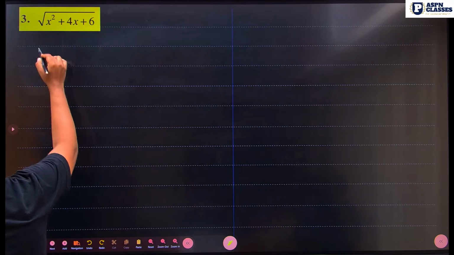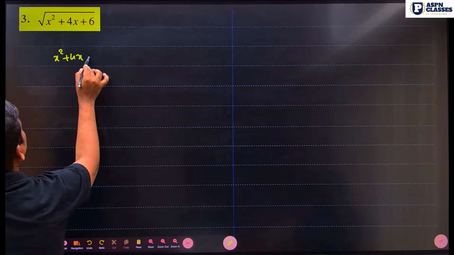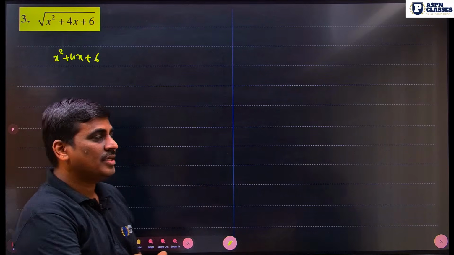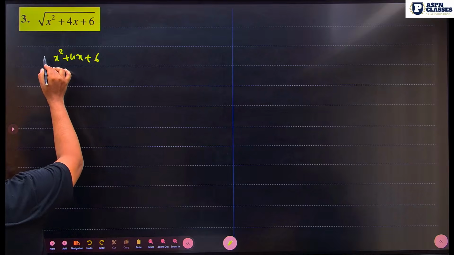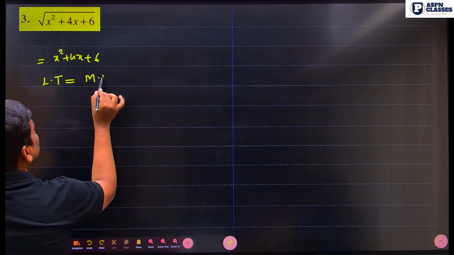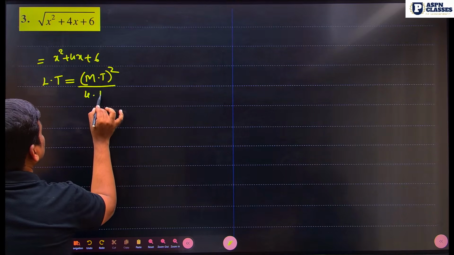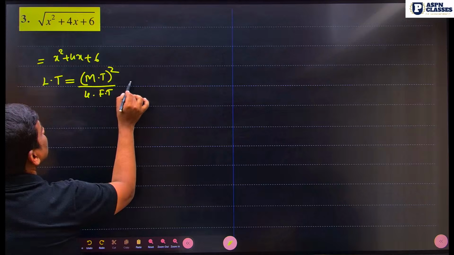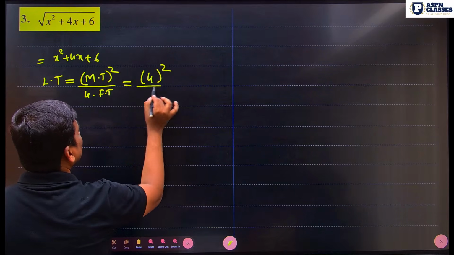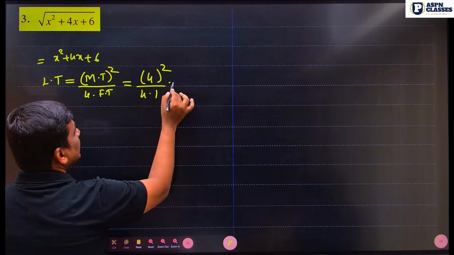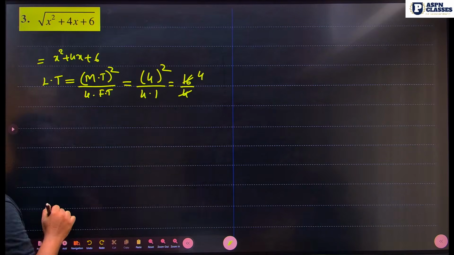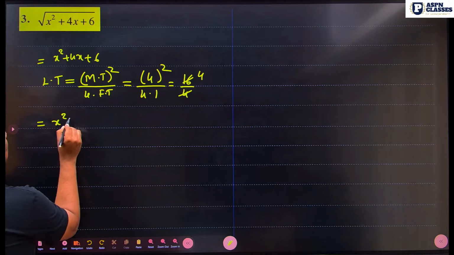First I'm going to write x square plus 4x plus 6. In your textbook they directly add a number, so I don't know how they get it. So there is a problem; better I'm going to provide one simple formula, that is the last term formula. Last term is equal to the middle term whole square divided by 4 into the first term. What is the middle coefficient of x? 4. So 4 square divided by 4 into the first term coefficient 1. 4 square is 16, divided by 4 into 1, that is 4, so 4 is the answer. So in this case I'm going to write x square plus 4x.